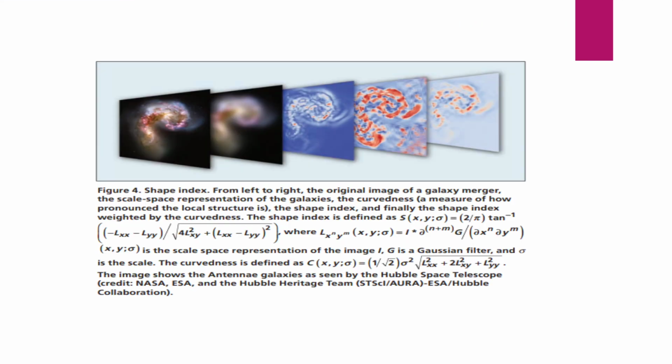The figure shows, from left to right, the original image of a galaxy merger, the scale-space representation of the galaxies, the curvedness, the shape index, and finally the shape index weighted by the curvedness. The shape index is defined as an expression. The image shows the attenuated galaxies as seen by the Hubble Space Telescope.